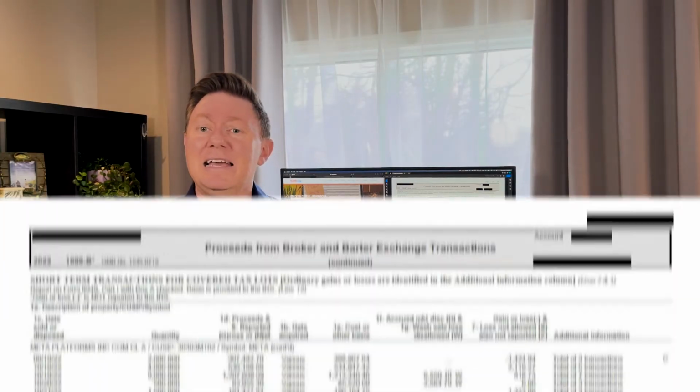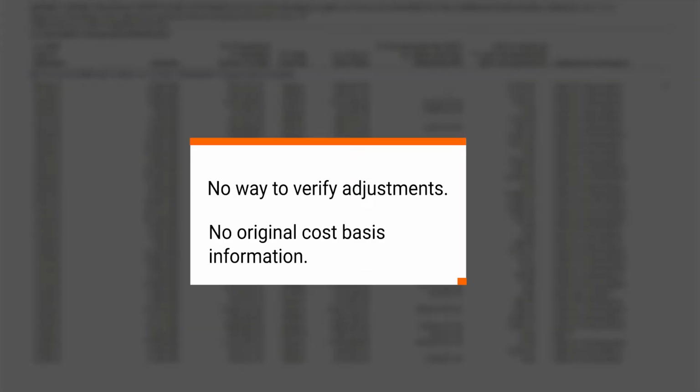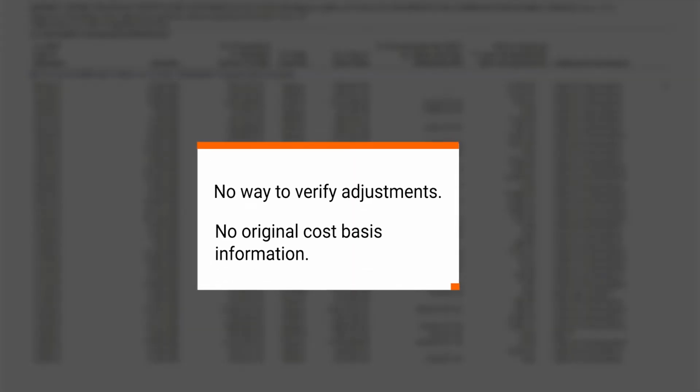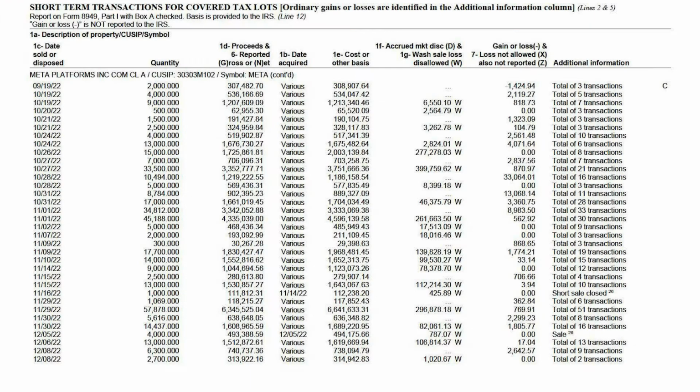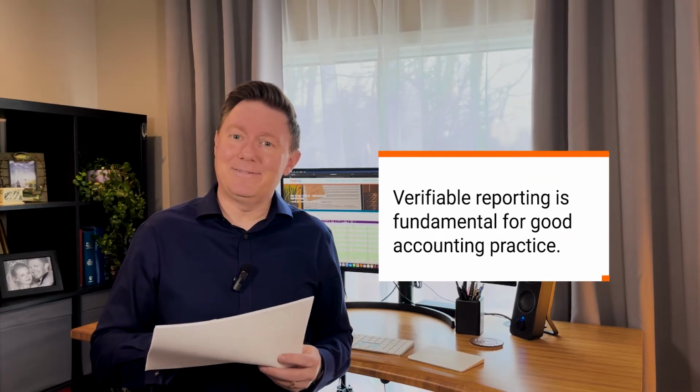In fact, the lack of detail can also make it impossible to verify or reconcile what the broker reported. If we wanted to verify each of these wash sale adjustments independently, how would we do that? We don't know where the adjustment is made to, nor do we have all the dates or unadjusted cost basis information. A fundamental principle of good accounting is to have verifiable reporting. The inability to verify 1099-B makes it problematic and downright confusing.